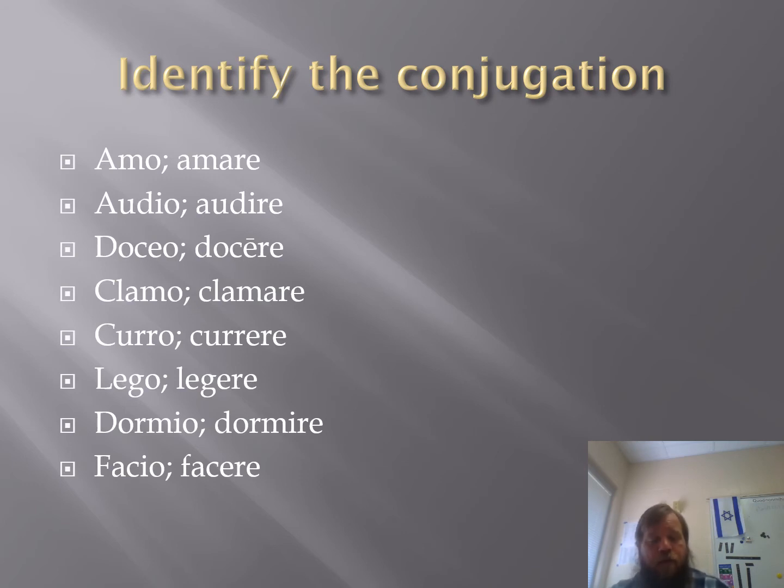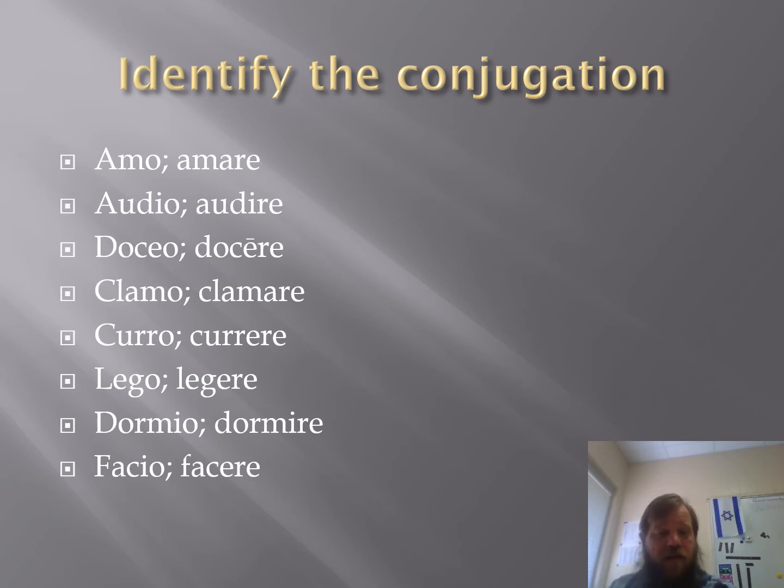Now, take a moment. You should be able to identify what conjugation each of these things are. I would recommend you pause the video right now and identify them, because I'm about to give you the answers, but you should do it on your own first, right? So pause it now. Yeah? But amo, amare would be first conjugation. O, ARE.